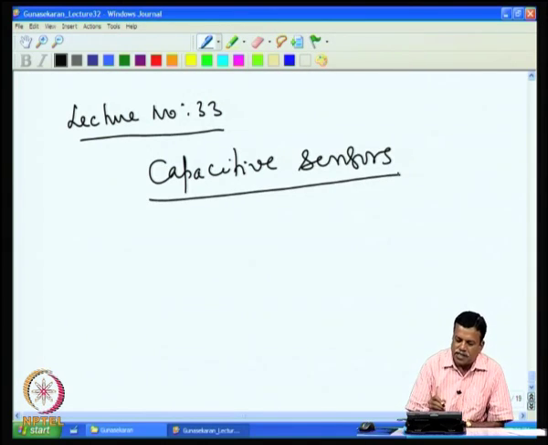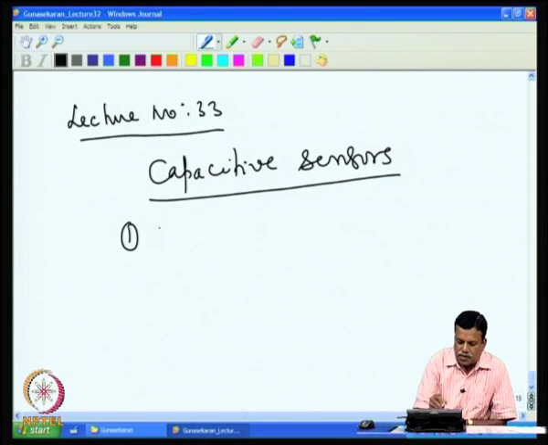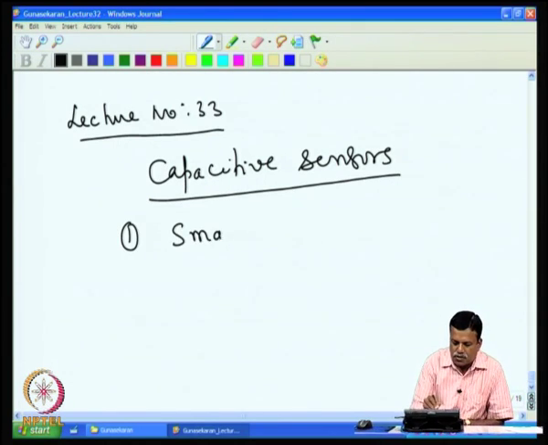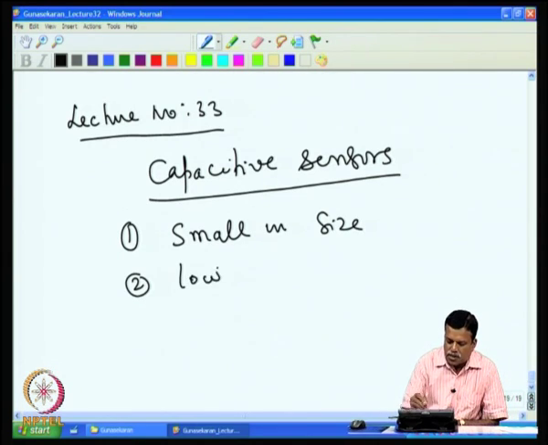Now, the capacitive sensors are very popular nowadays because of their small size and low power consumption. Because of these two reasons, they are very popular.